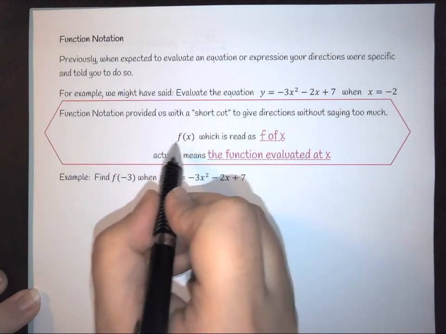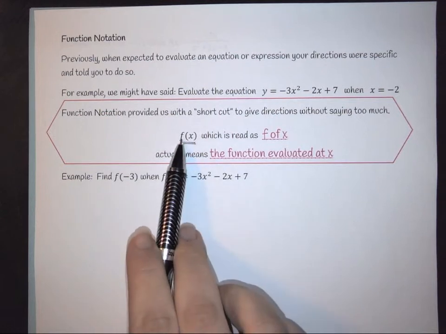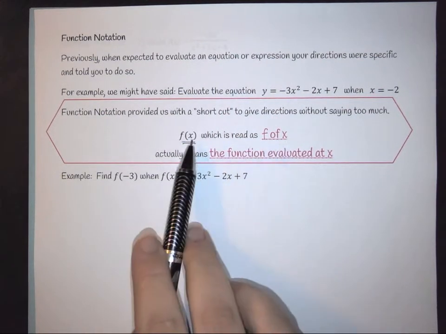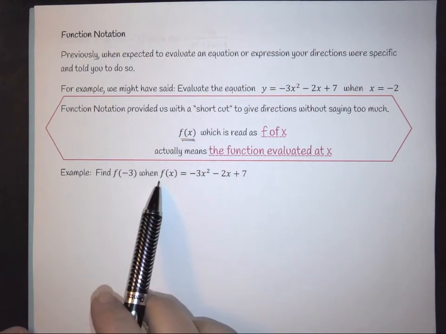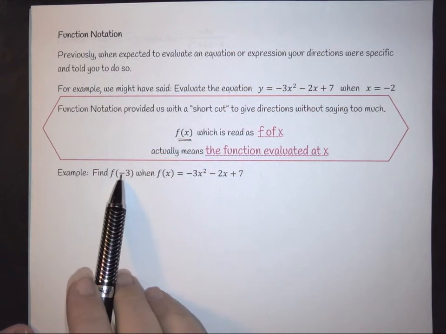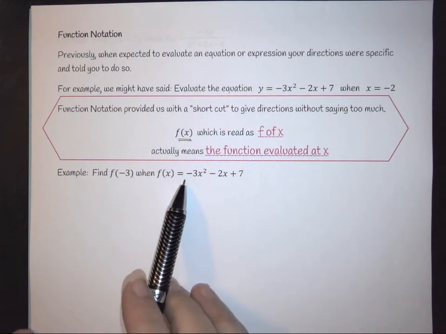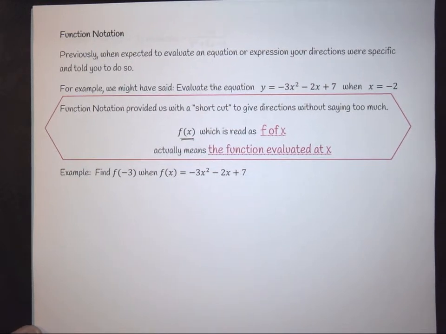And it shortens it down by using what's called f of x. And that's exactly how it's read: f, the parentheses would be "of", and then x. What it means is you are going to evaluate the function at whatever that x value was. So for example, you may see questions that say, find f of -3 when f of x equals -3x squared minus 2x plus 7. So what does this mean?